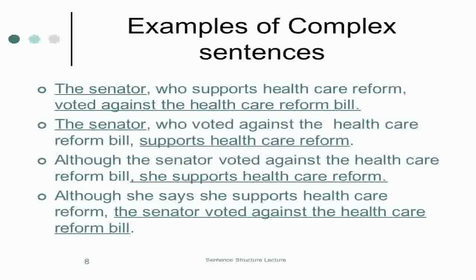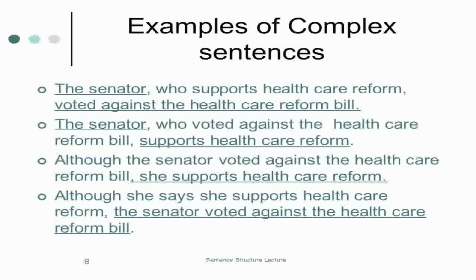Here are those same two sentences combined using adverb and adjective clauses. The first, the senator who supports healthcare reform voted against the healthcare reform bill, uses an adjective clause. The senator voted against the healthcare reform bill is the complete sentence, the part that can stand alone as a sentence. Who supports healthcare reform is the adjective clause describing the senator. In each sentence, the most important idea is underlined and the dependent clause is not underlined.